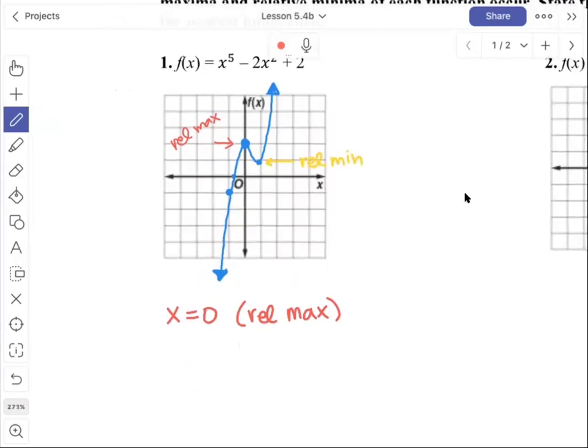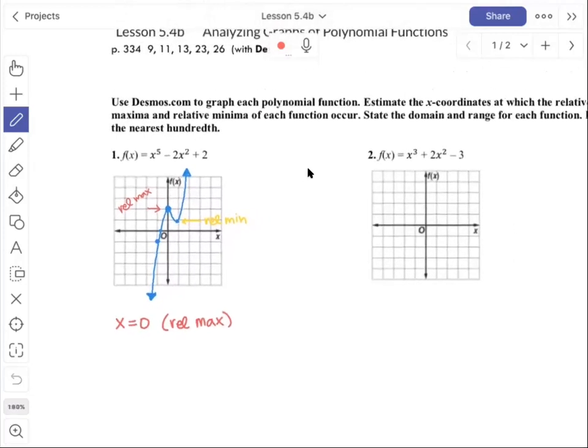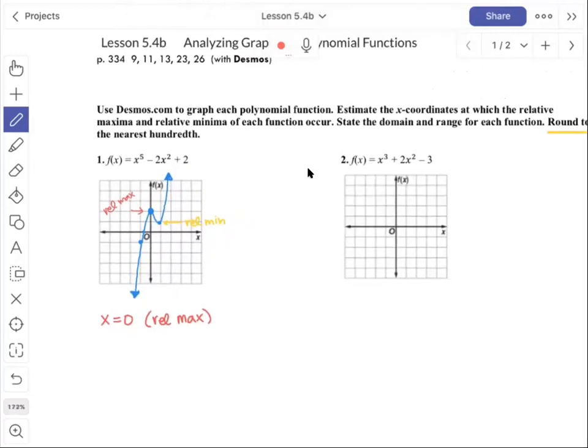Now, this one doesn't hit right at 1. In fact, if you go back to Desmos and hover over the point and look at the x coordinate, it's 0.928. It says here to round to the nearest hundredth, so 2 decimal places. So I will round that to 0.93 for a relative minimum. All right, any questions on that?